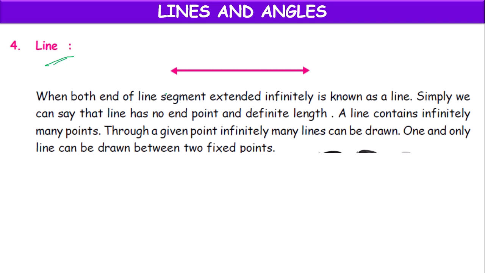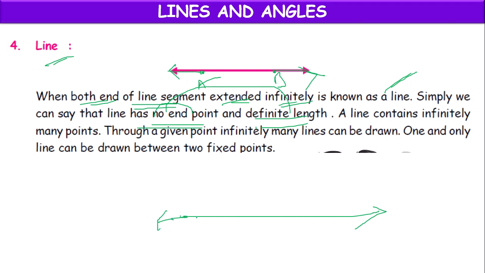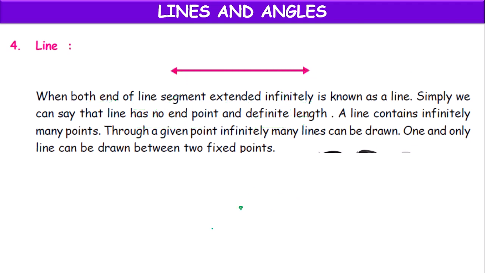Next, line. If you extend the line segment in both directions indefinitely, if both ends of the line segment are extended indefinitely, then it is known as a line. It has no endpoint and no definite length. On a line, there are an infinite number of points. Through one point, we can draw an infinite number of lines. But between 2 points, we can draw only one line.